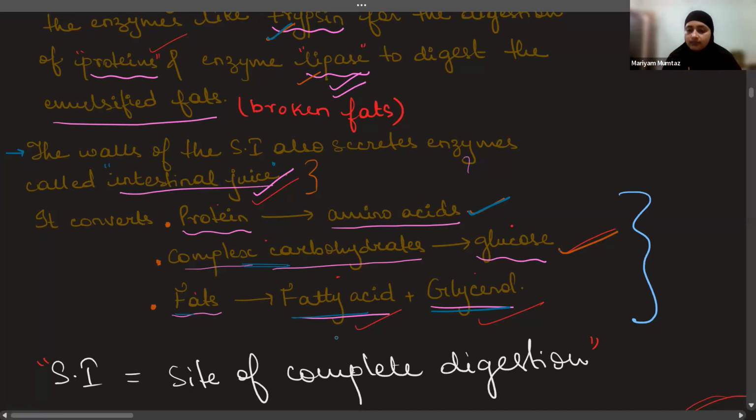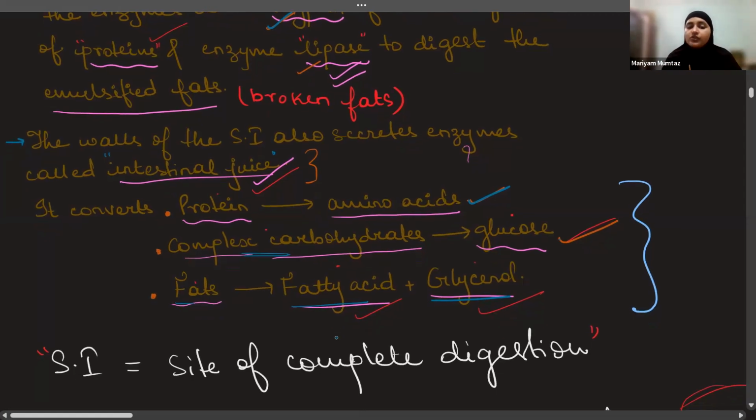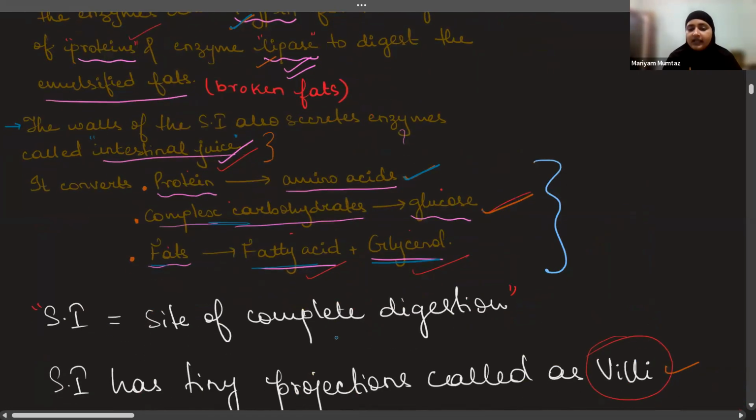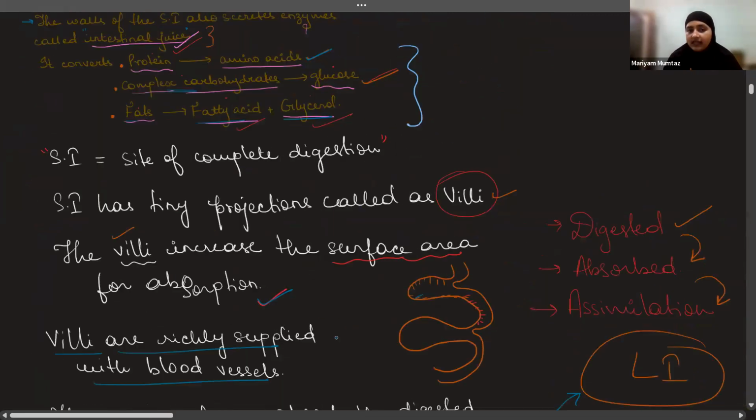Clear? Since every single component of our food is being digested here, we call the small intestine the site of complete digestion.